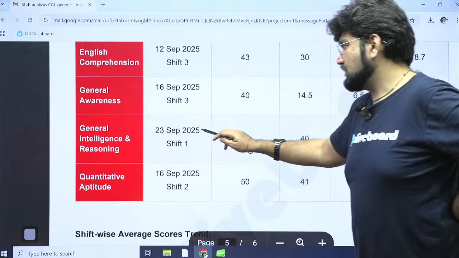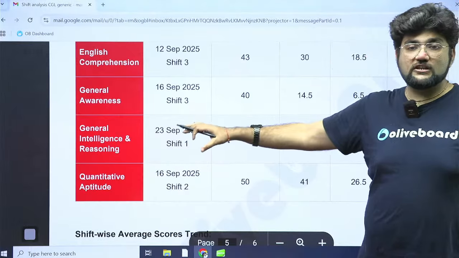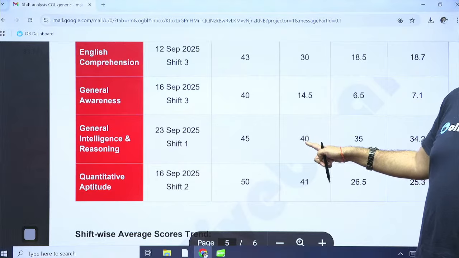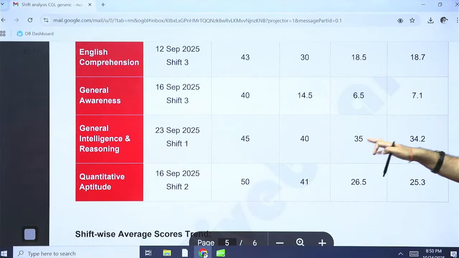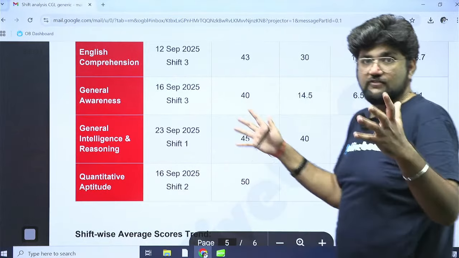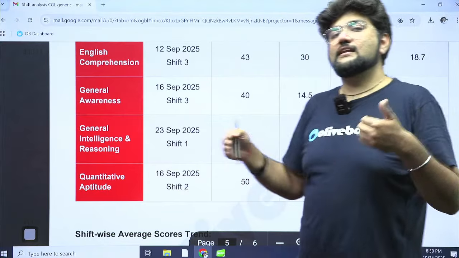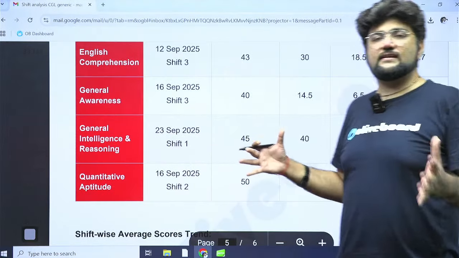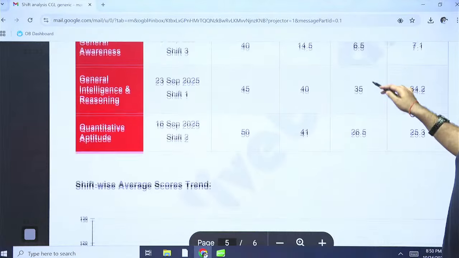Reasoning, 23rd September 2025, this is supposedly a difficult shift of reasoning, but again 45 is the highest score, 40 is the 90 percentile score, 35 is the median score, 34.2 is the average. So it's fairly okay, but not extremely difficult. Yes, as far as the reasoning numbers are concerned, this is quite less, quite alarming, but otherwise reasoning was found to be very easy as a section. We have already seen that.